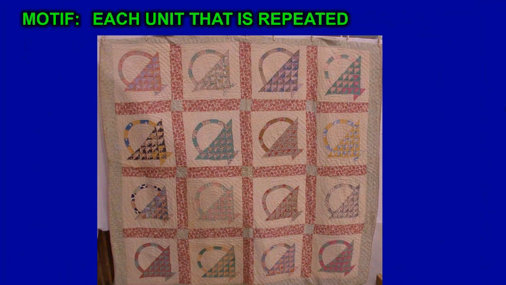All right, I want you to know what a motif is. The motif is the unit that is being repeated. So in this quilt, we have things that are repeated. There are squares that are repeated. The square is a motif. There are triangles that are repeated. So the triangles are the motif. And there are half circles that are repeated, and that is the motif. And then there are these vertical lines and horizontal lines that are repeated, and those are the motifs. There's lots of motifs happening in here that are being repeated.